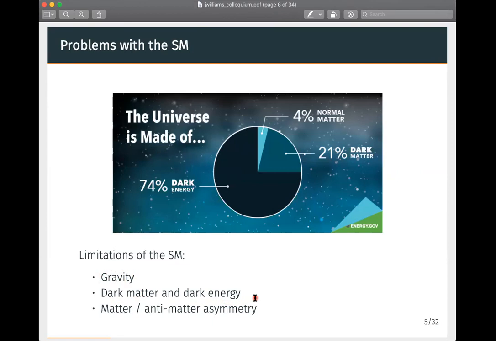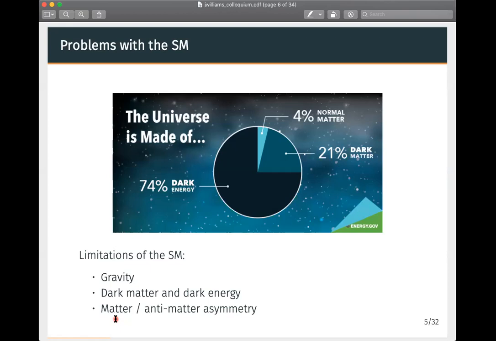And then finally, at the beginning of the universe, we know that matter and antimatter should have been created in equal amounts. But today in the observable universe, we see much more matter than antimatter. And the Standard Model doesn't give us a reason for that. So these are the glaring issues facing the Standard Model. This is what keeps particle physicists engaged. And this is what keeps particle physicists in business.